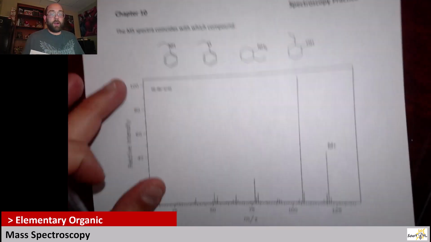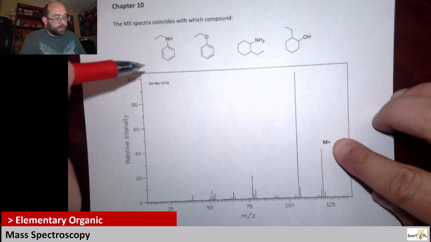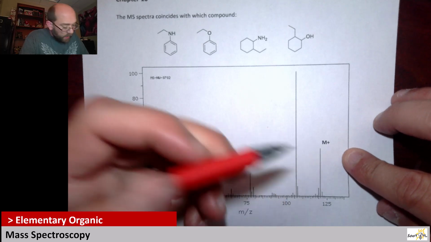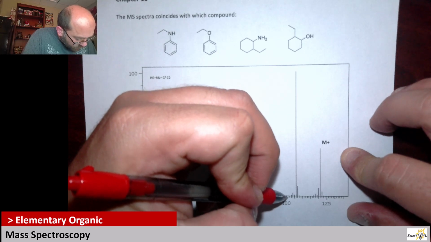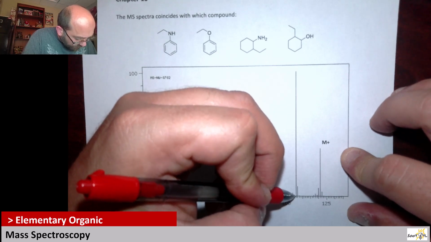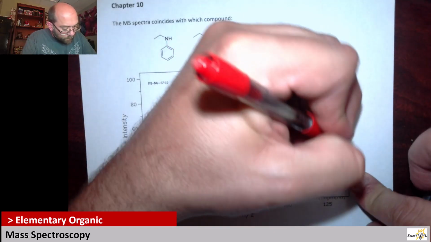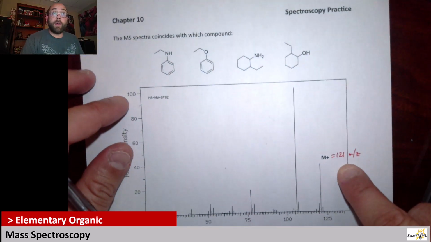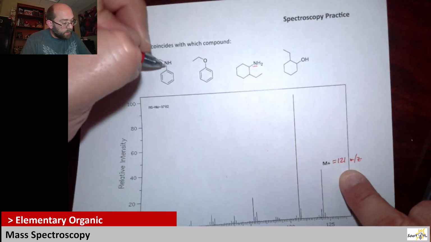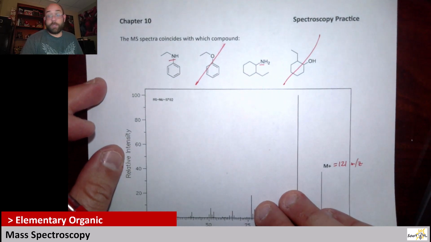If we look here at this guy, let's see. What can we see? Well, first off, we have 4 options. Let's look. What is our parent peak? It is at, what is that? That's 100. 1, 2, 3, 4, 5. So that's 115, 120. That's 121. That's an odd number. And didn't we already say something about odd numbers? That we have to have nitrogens present? So that automatically excludes the oxygen-containing ones, the ones that don't have nitrogens.